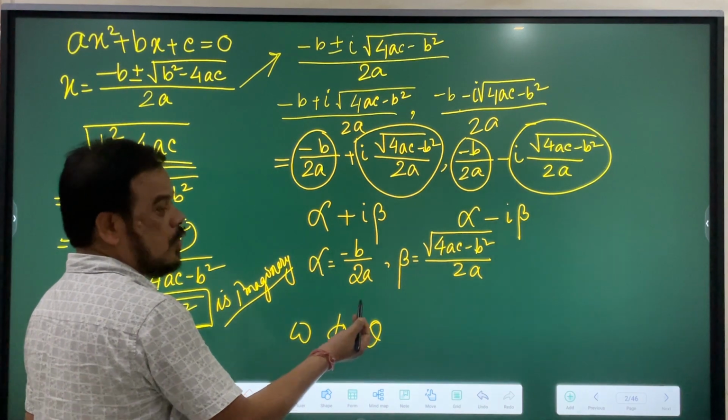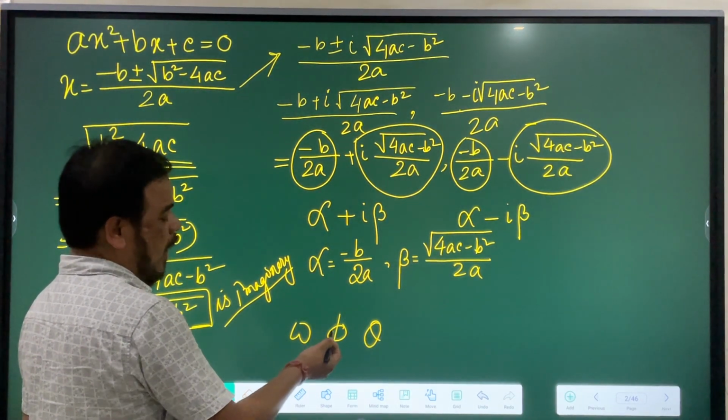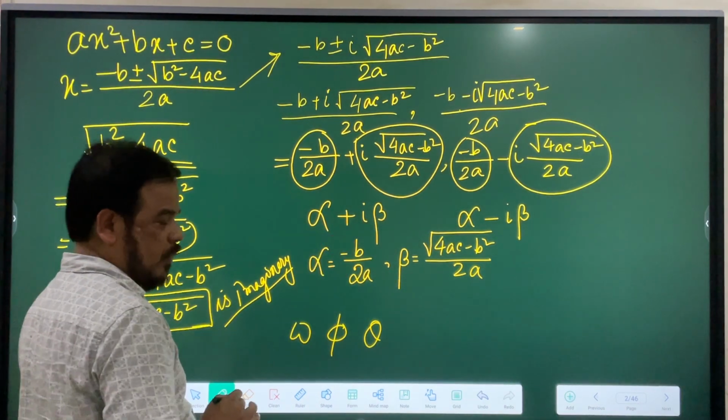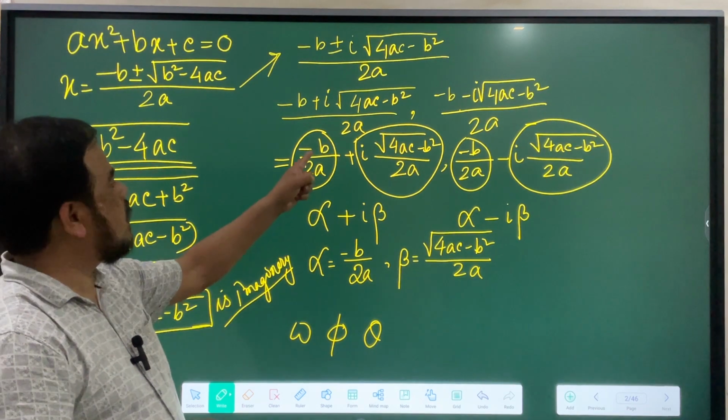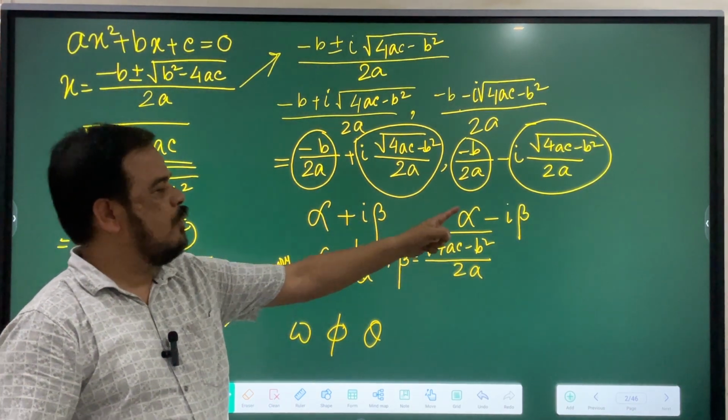This theta we use in trigonometry while using angles. This phi also sometimes we use for angles. So alpha and beta we will use here. Alpha is minus b by 2a, plus i beta. Alpha plus i beta, alpha minus i beta.